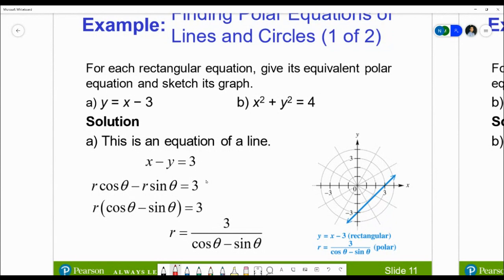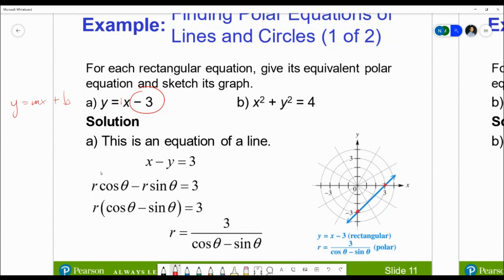So in rectangular coordinates, this is our y-intercept, and the slope is 1. Remember, y equals mx plus b. You can see here my y-intercept is at -3, and of course I go up 1 over 1, up 1 over 1. So you can see here my slope is +1.